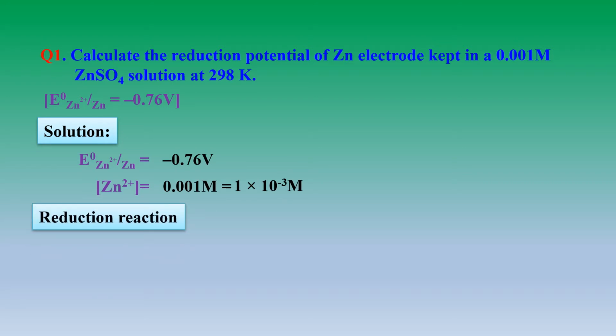So what is the reduction reaction? The reduction reaction is like this: Zn2+ undergoes reduction by taking 2 electrons to form Zn. Here, what is the number of electrons involved? The number of electrons involved here is 2. So the value of n is equal to 2. Because we need the n value to solve the problem, the n value is 2 here.